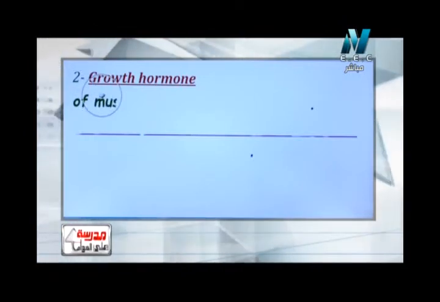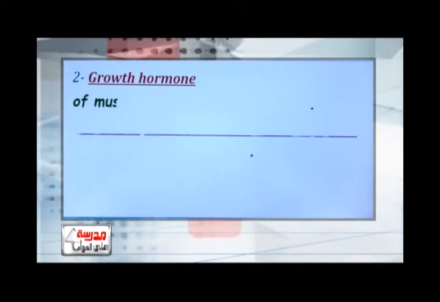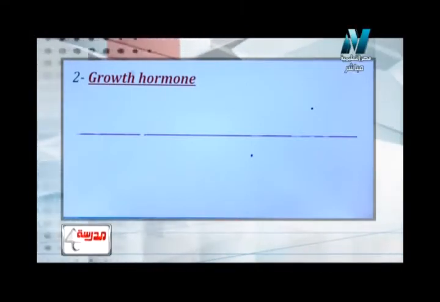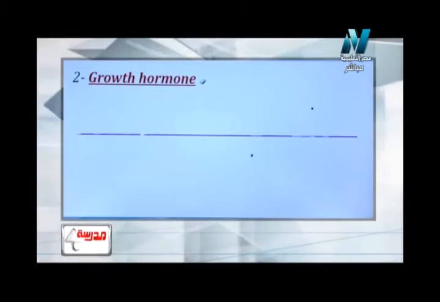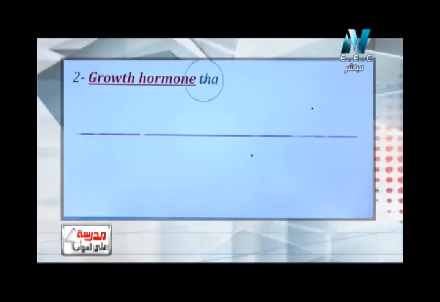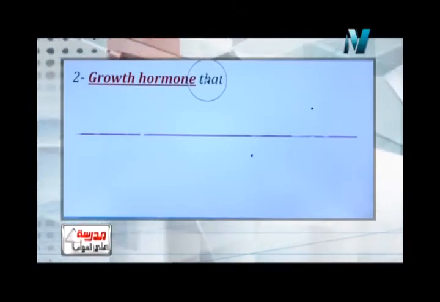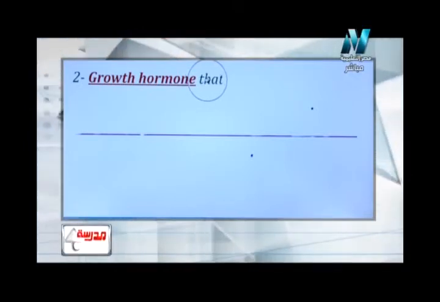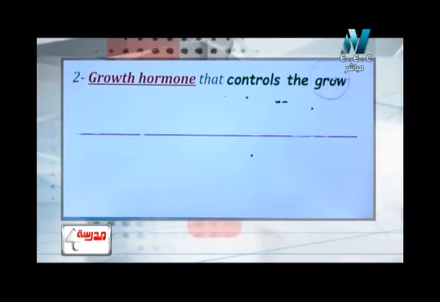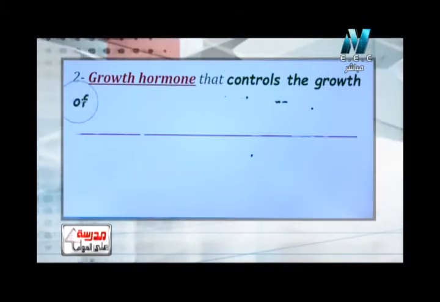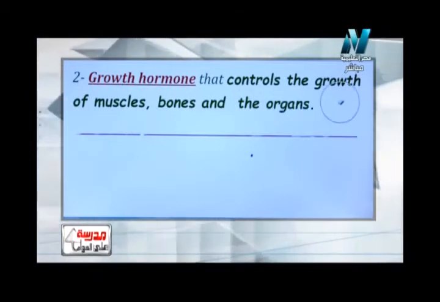What does growth hormone do? Growth hormone controls the growing of muscles and bones. This hormone is secreted during childhood from the pituitary gland. It controls the growth of what? Of muscles, bones and the organs.